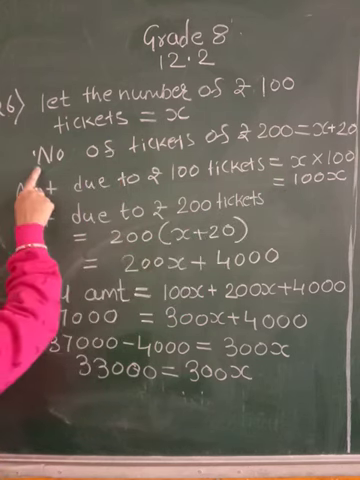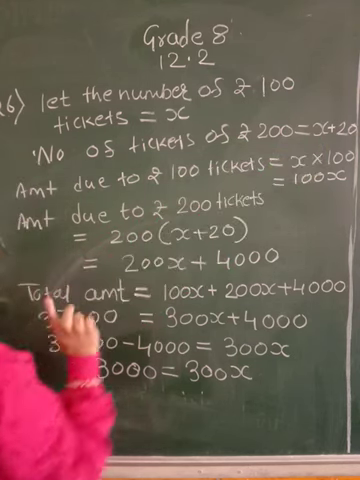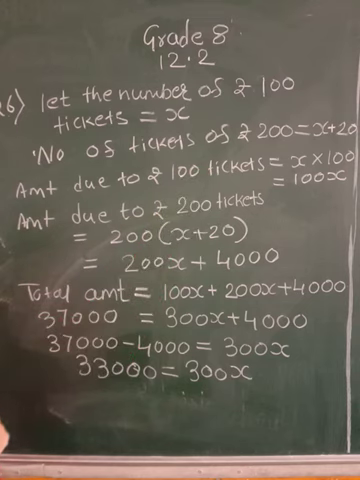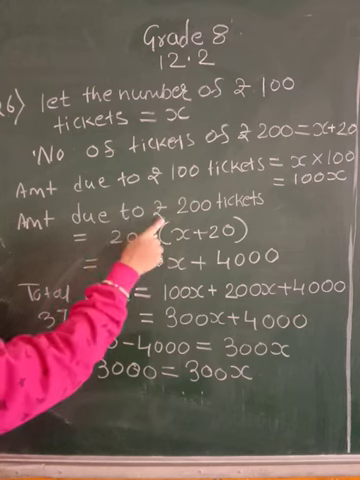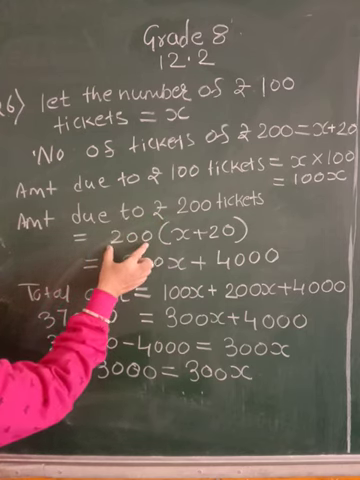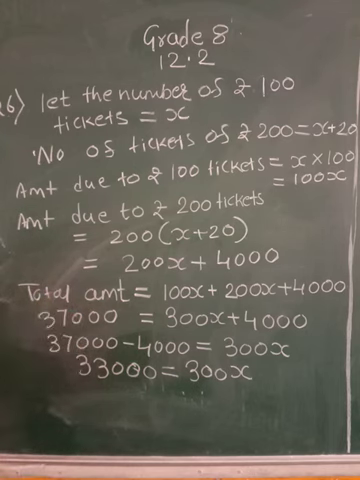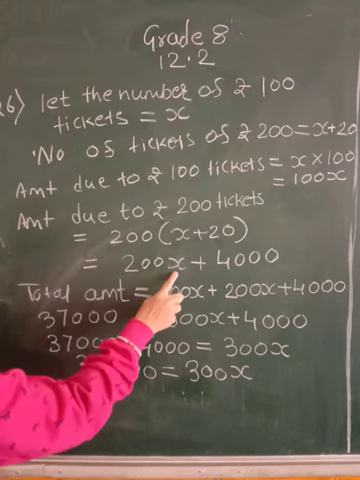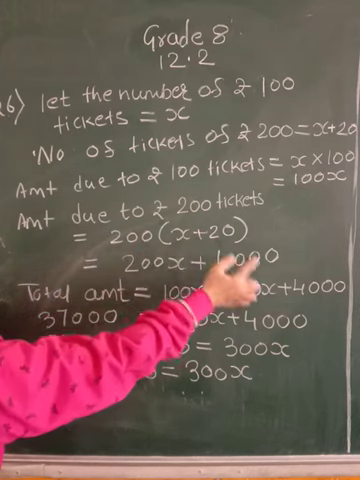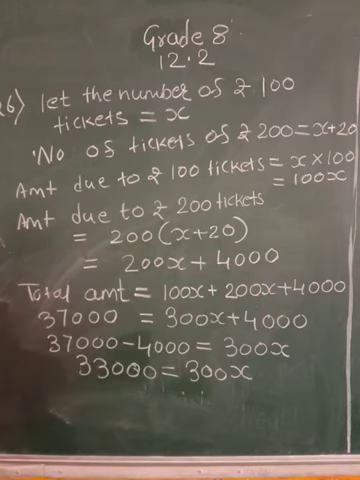Now, what we have written here, number of tickets of 200 rupees were 20 more than 100 rupees tickets. So it becomes x plus 20. These are the number of tickets of 200 rupees. So what will be the amount due to 200 rupees tickets? 200 into number of tickets. Number of tickets are x plus 20. Are you understanding this? So this amount will be 200 into x is 200x, and 200 into 20 is 4000.